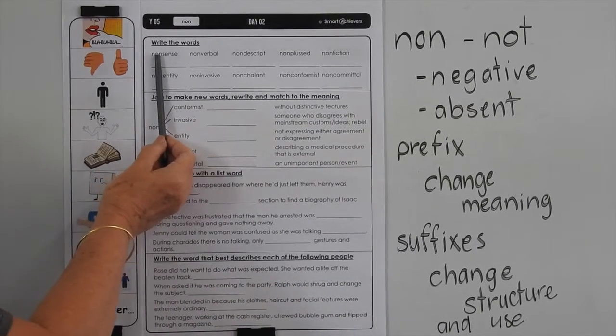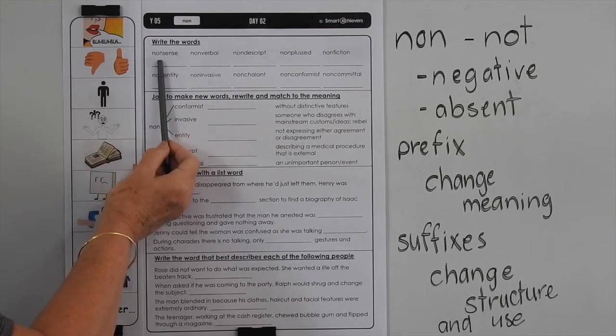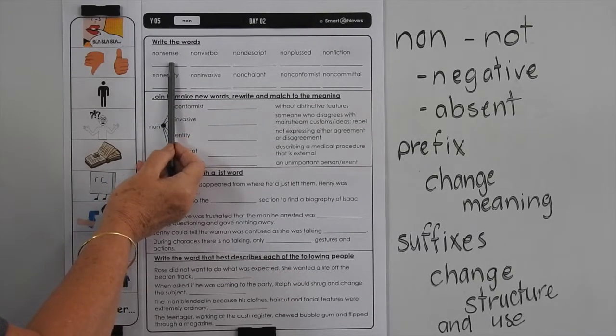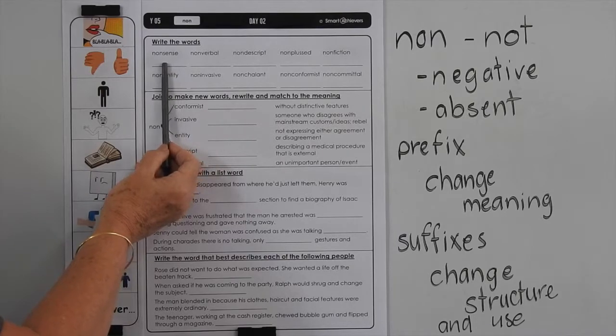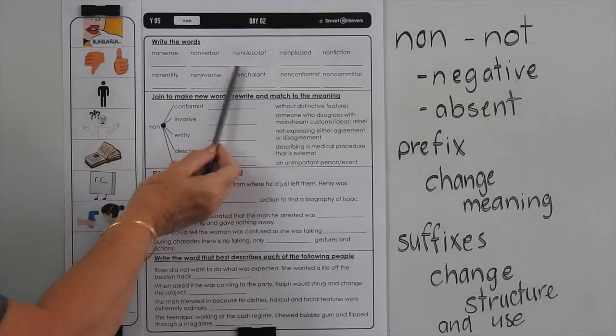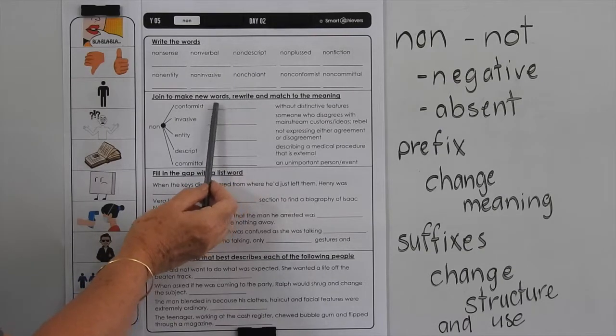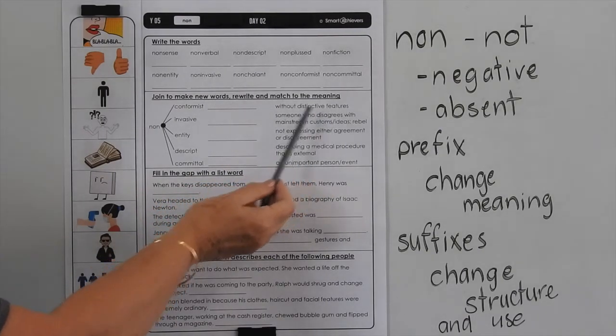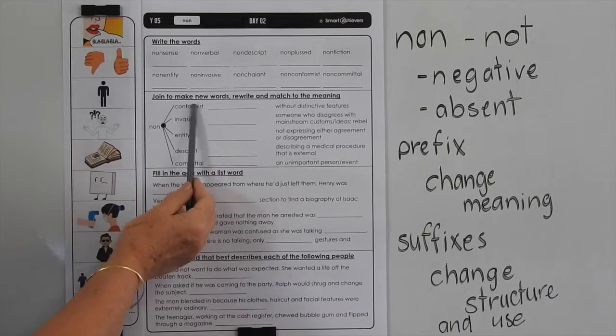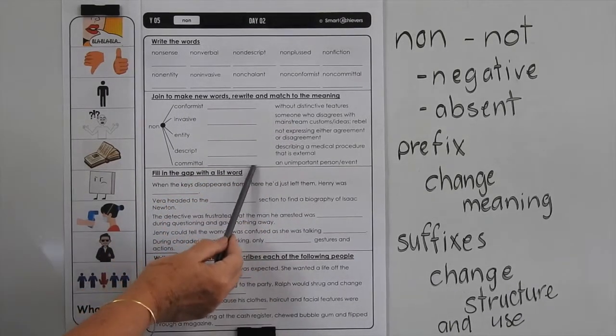So do go through and read the word, cover it, write it and check it to make sure that you've spelt them correctly. And it's a great time to practice your running writing. Join to make new words and then write the word next to its meaning, which is probably easier. So non-conformist, you're going to write it straight next to its meaning.